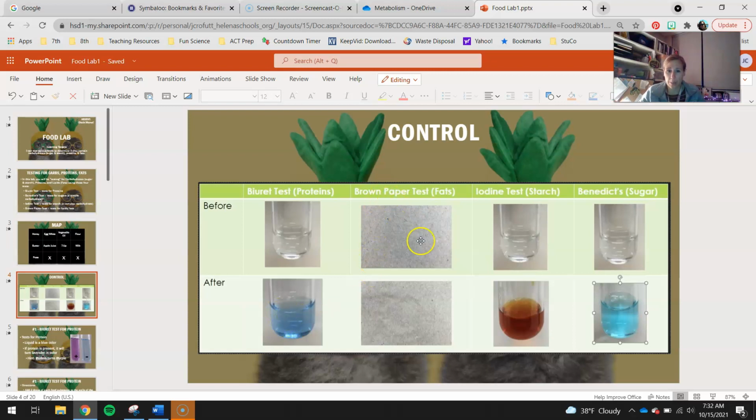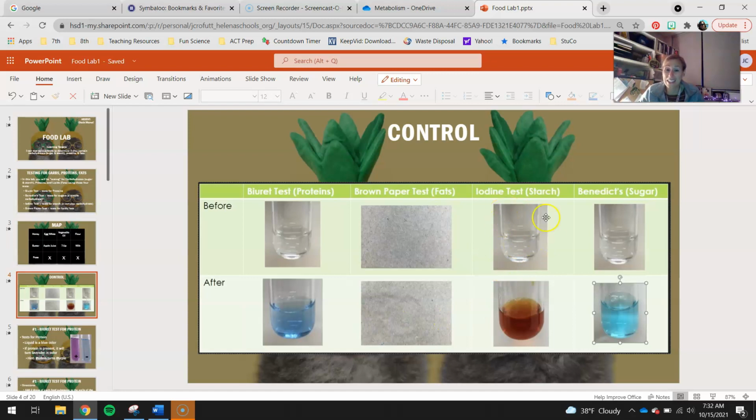Okay, this is the brown paper test for fats. So we had a plain old paper towel. We dropped a drop of water on it and let it dry, and you can barely even tell where we put that water. We'll talk about what a positive test looks like, but this is what a negative test, where no fats are in our water, should look like.